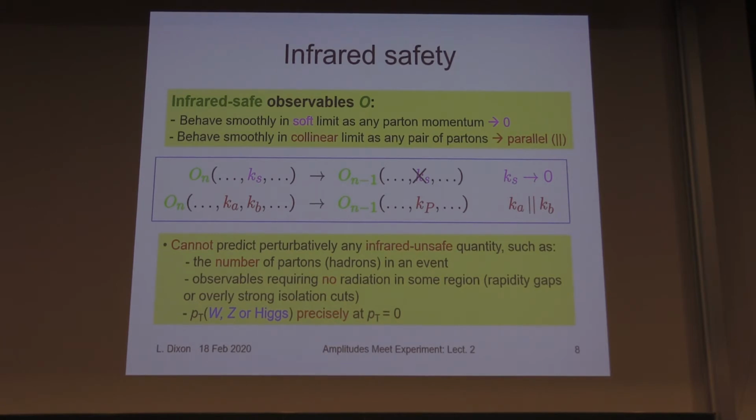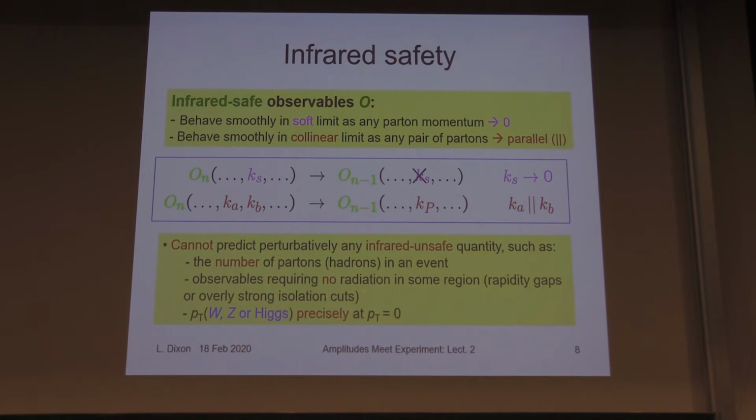Some examples of things that aren't smooth, and therefore can't be predicted perturbatively, would be something like the number of partons in an event. Well, you can't even measure partons, but if we imagine that partons somehow match to hadrons, and we want to predict the number of hadrons, that's also something we can't do in a purely perturbative fashion. The number of partons changes discretely in collinear limits as a quark splits to a quark and a gluon, and so on. So that's an example of something you can't do.